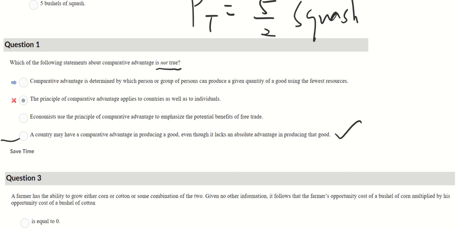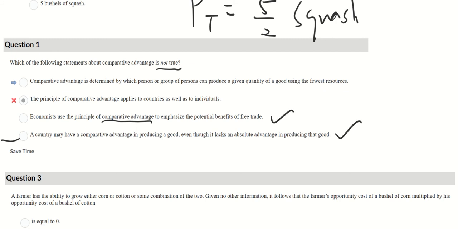And next, economists use the principle of comparative advantage to emphasize the potential benefit of trade. That is the whole idea behind comparative advantage. That's really what we use to demonstrate the benefit of trade, which allows countries to consume at a point outside the PPF, which used to be impossible if the country is self-sufficient by themselves.